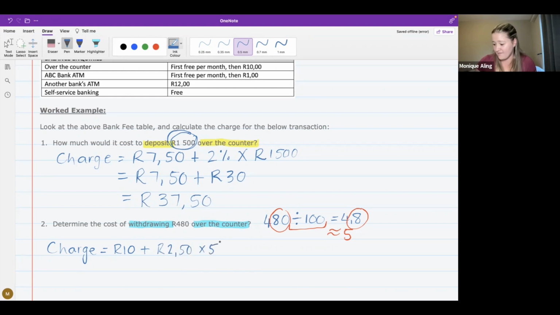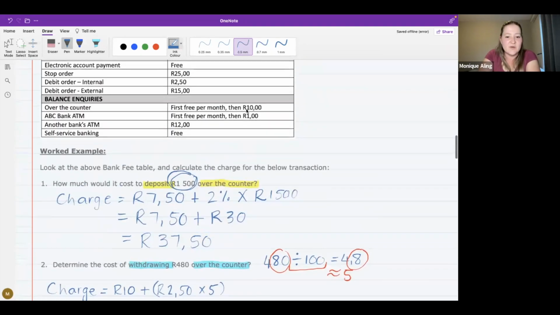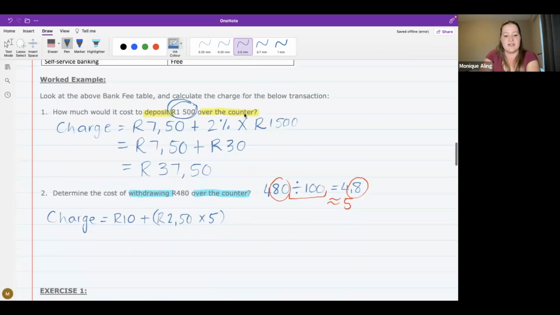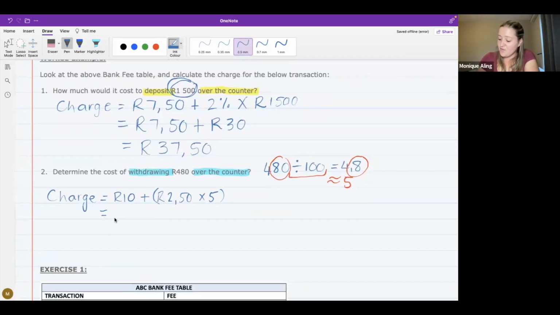times by 5. Now it is quite a weird concept. Yes, exactly. Up here where you treat 480 as 500 because that 80 Rand forms part of the next one. Good. Okay, and then we just go and work it out because that's all that they mentioned. So to withdraw that 480 Rand out of the account, it's going to cost you 22 Rand 50.